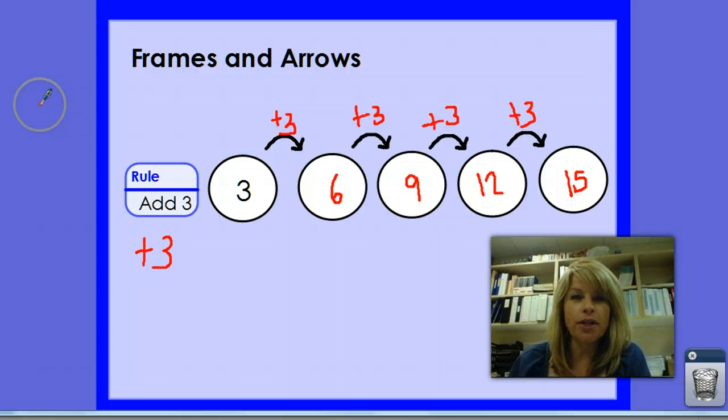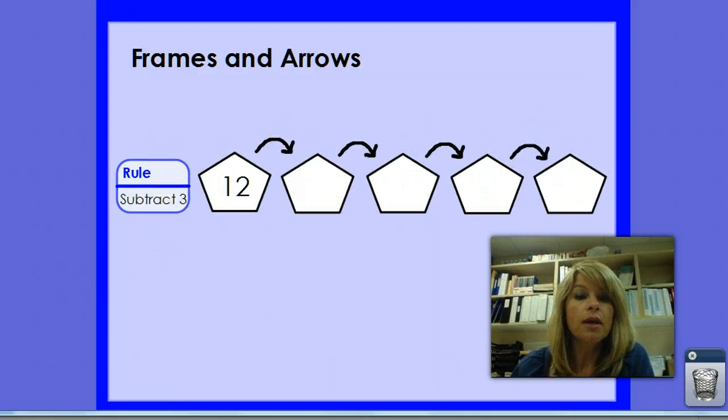All right, are you ready to check your work? Starting with 3, the rule says add 3, so 3 plus 3 is 6, 6 plus 3 is 9, 9 plus 3 is 12, and 12 plus 3 is 15. Now frames and arrows can also have different rules. This rule here says subtract 3. So that would be the same as minus 3.